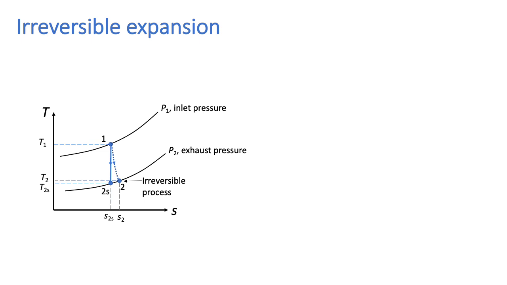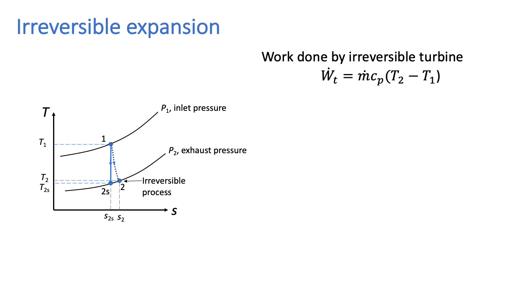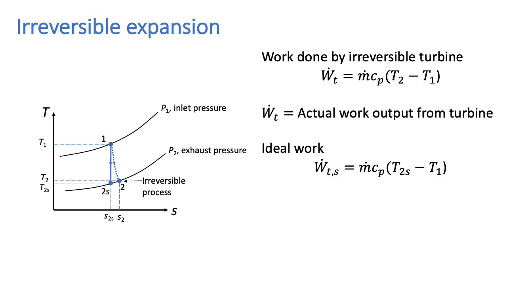Because the isobar has a positive slope, the temperature T2, which is the actual temperature, is going to be greater than T2S, which would have been the exit temperature for an ideal turbine. The work done by an irreversible turbine, therefore, W dot T, equals m dot Cp times T2 minus T1. This is the actual work output. The ideal work, which we had just previously calculated, W dot Ts, is equal to m dot Cp times T2S minus T1.